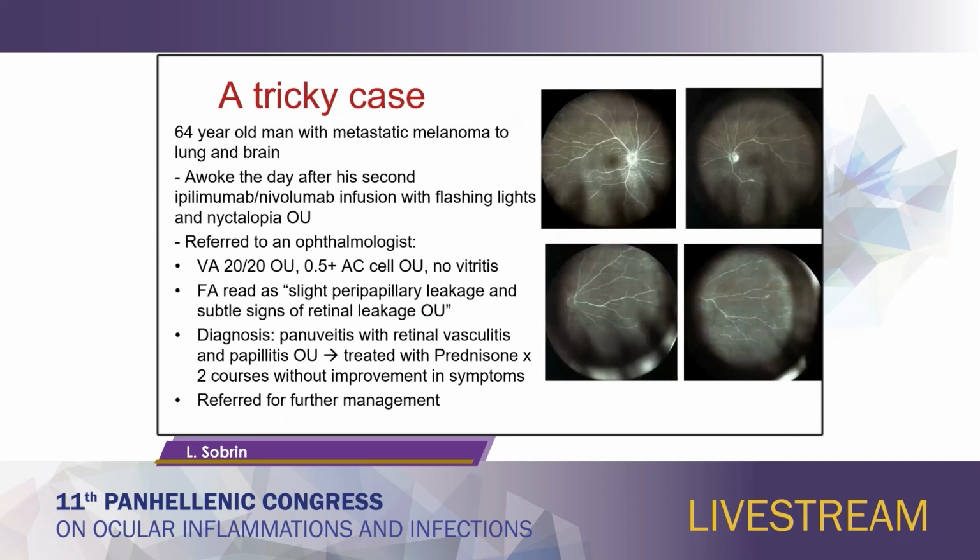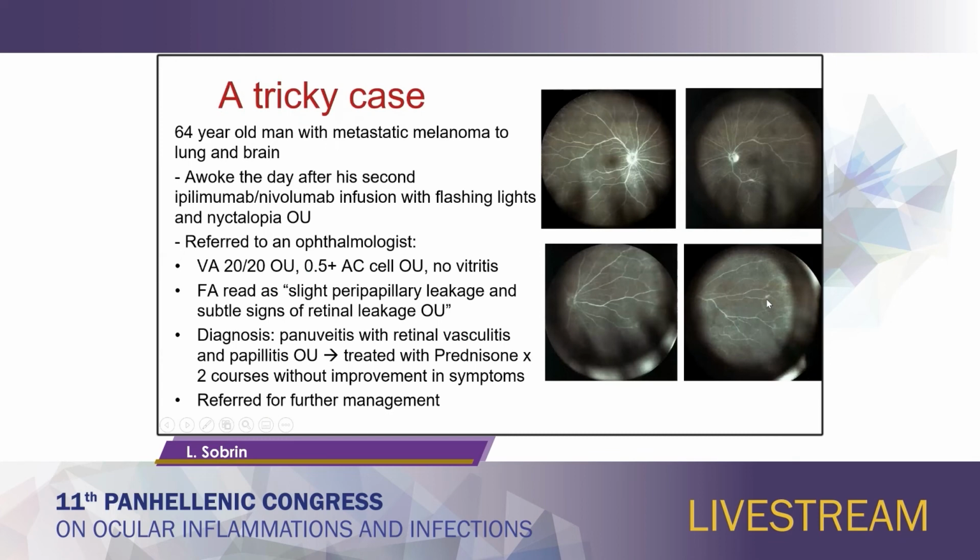And the final case I'll show is a tricky case. So this was a 64-year-old man with metastatic melanoma to the lung and brain. And he awoke the day after his second combined infusion with flashing lights and nyctalopia, just could not see. He saw an ophthalmologist who saw some minimal AC cell, no vitritis, did this angiogram, which was read as having slight peripapillary leakage and some subtle signs of retinal leakage, which can be seen here.